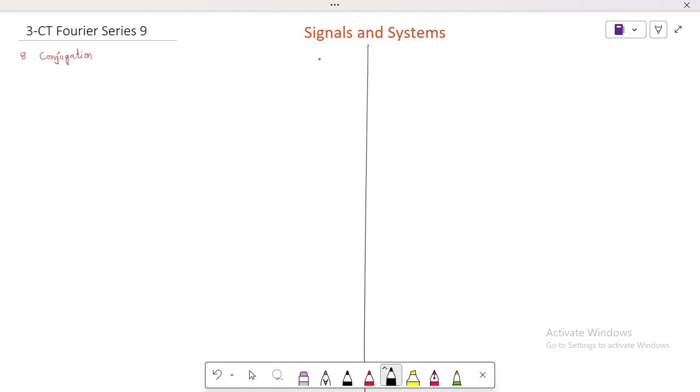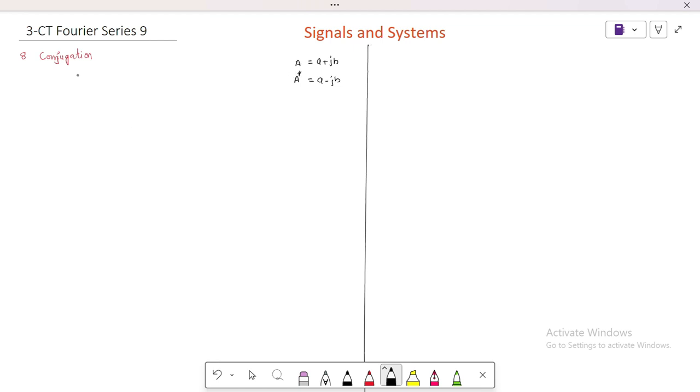Generally, for example, one complex number, A plus j into B, this is a complex number. Its complex conjugate is denoted by the star on top of the letter, so that equals A minus j into B. So it is called the complex conjugate of A.